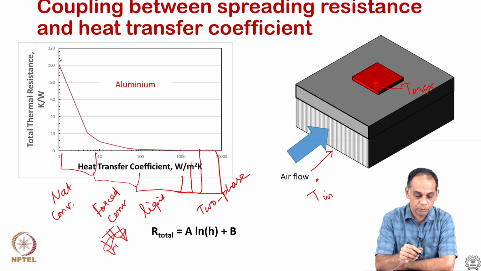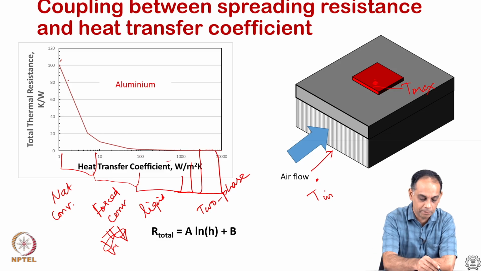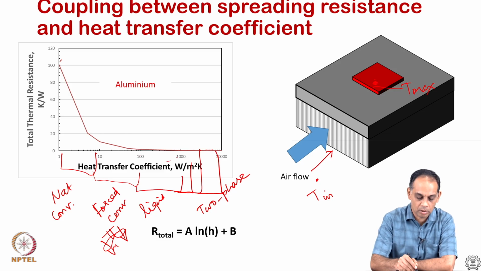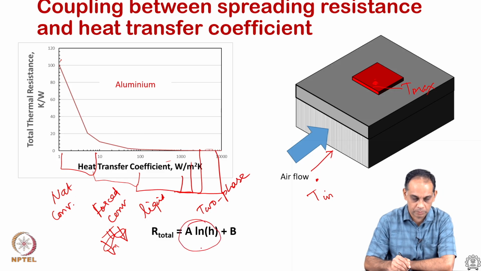So, your spreading may be the real reason here. In this case, the spreading resistance is the dominant regime, and any increase in heat transfer coefficient is not helping the total resistance, because the spreading resistance is the dominant factor. And typically the heat transfer coefficient has a logarithmic dependence, while B is the other constant. A and B are constant here. So, your convective resistance goes down logarithmically, but the spreading resistance is dominating in such situations.